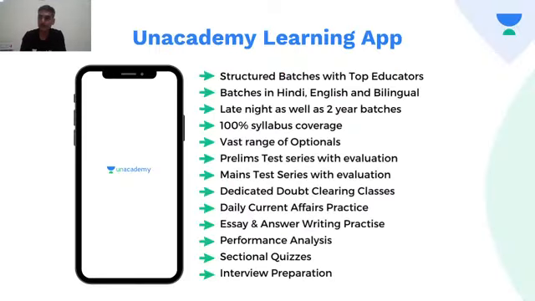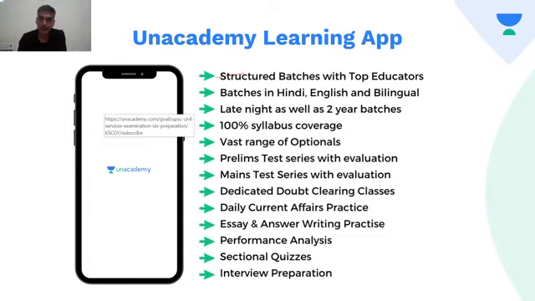Okay. So first, something about Unacademy. This is a learning app where, in one single platform, you can have structured batches with the top educators. The batches are very well planned according to your requirements. The batches are in Hindi medium, English medium, and bilingual. I am taking batches which belong to English medium. We also have late night batches as well as 2 year batches for those who are in their degree courses. Your 100% syllabus coverage would be there.